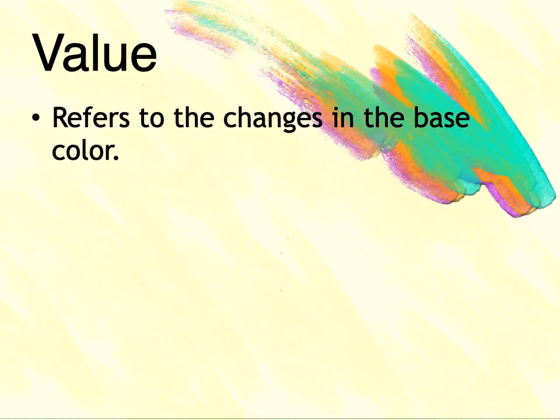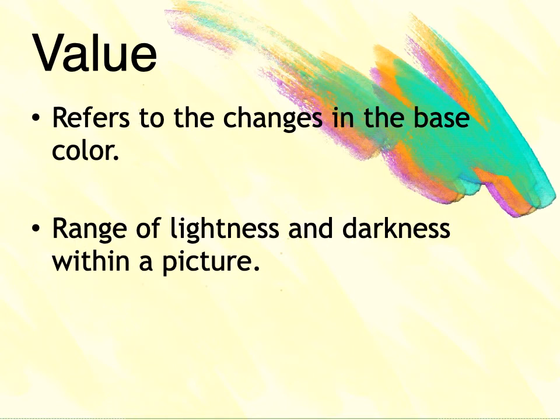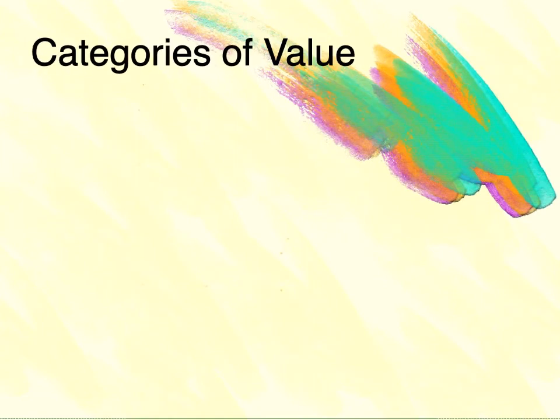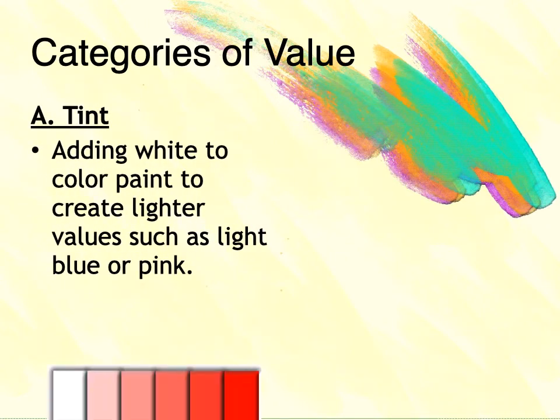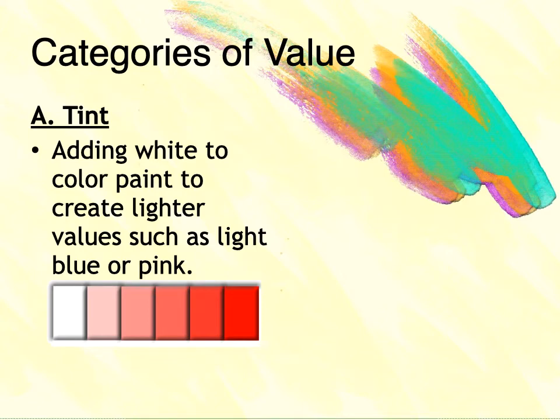Value refers to the changes in the base color. It's the range of light and dark within a picture. So categories of value. For instance, if you have the color blue, you only have one color, but you go from light blue to dark blue, that is value. Categories are tint. Tint equals adding white. Okay, adding white is a tint. So those are to make your colors lighter in value.